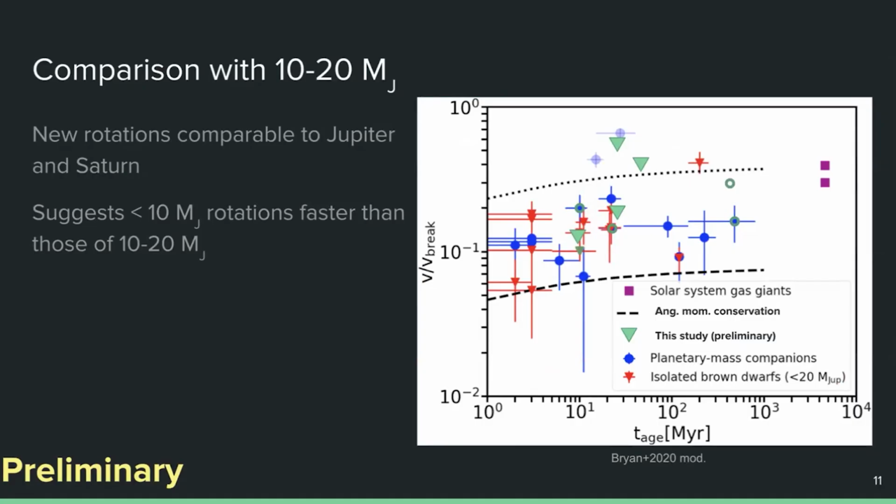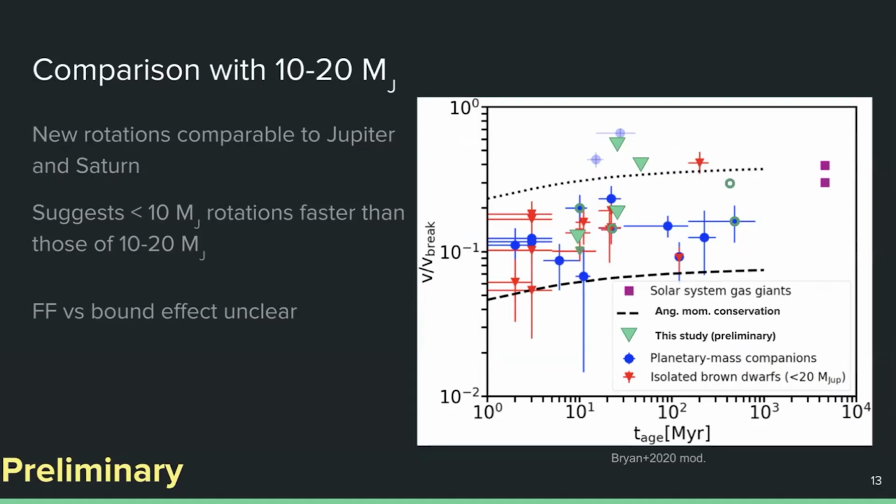So, what are the odds that you take 4 objects and you get 2 that are this fast rotating? At least based on this right now, it suggests that we are finding this transition, that below 10 Jupiter masses, objects rotate systematically faster, possibly due to less effective disk locking.